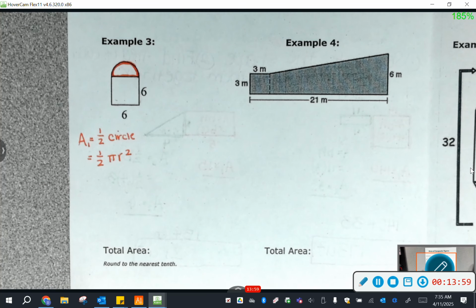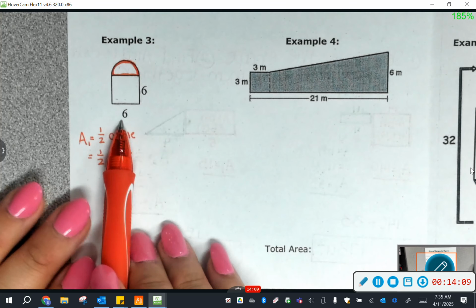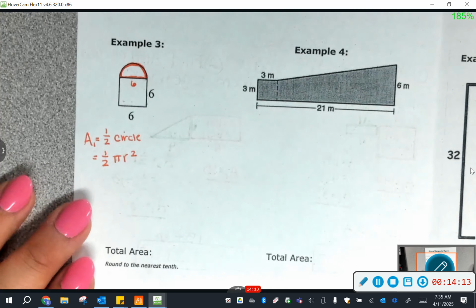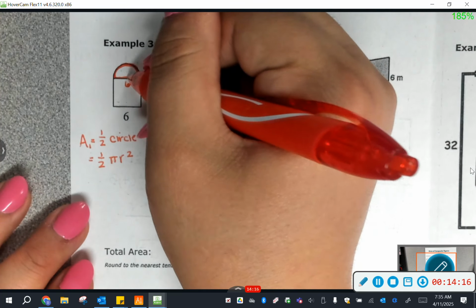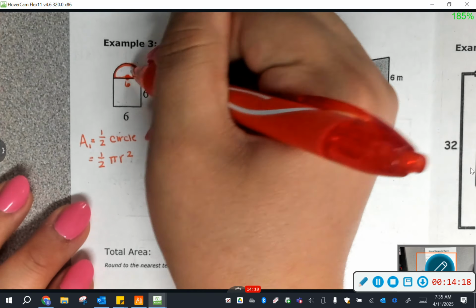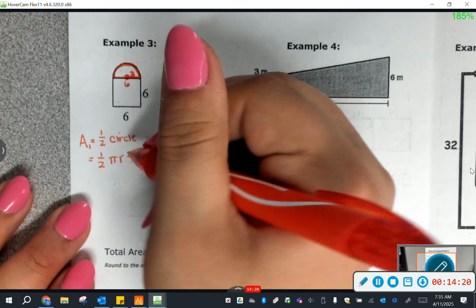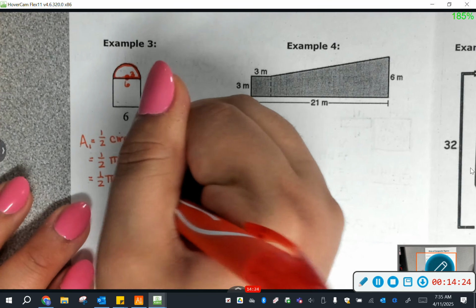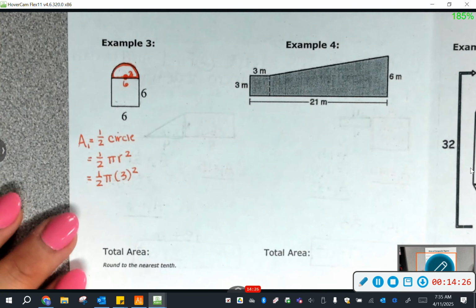Be careful. What is my radius here? 6. Not 3, because you cut 6. Yeah, if this is 6, what's up top right here? 6. Do y'all agree with that? But what is a radius? A radius is half. It starts in the middle and goes this way. So my radius would be 3. So 1/2 pi 3 squared.